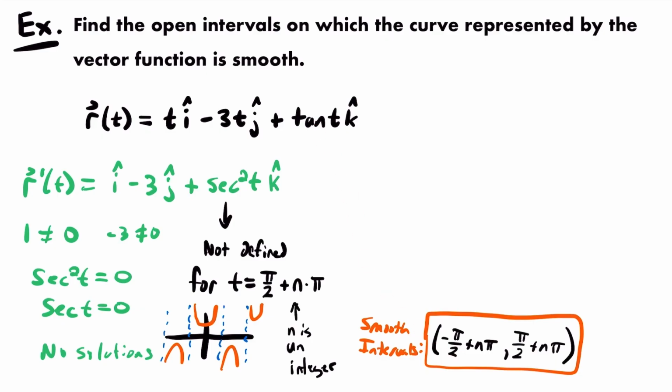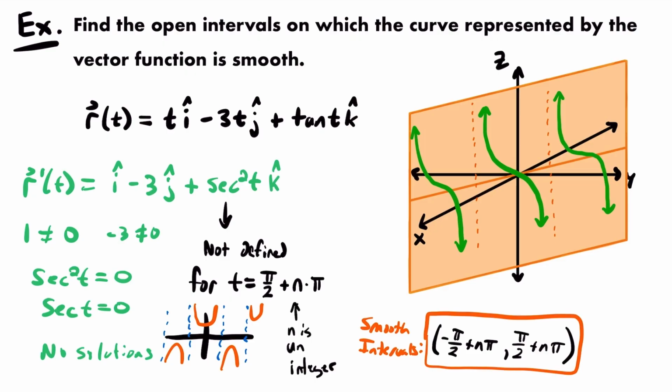Okay, and so to finish things off here, just like with the other two examples, I do want to show you the graph of this vector function so you can see visually the smooth intervals that we just found. So here's what it looks like. I drew a sketch ahead of time. What this vector function ends up being is basically a tangent curve that is contained within a plane, specifically a plane that cuts through the z-axis at this angle right here.